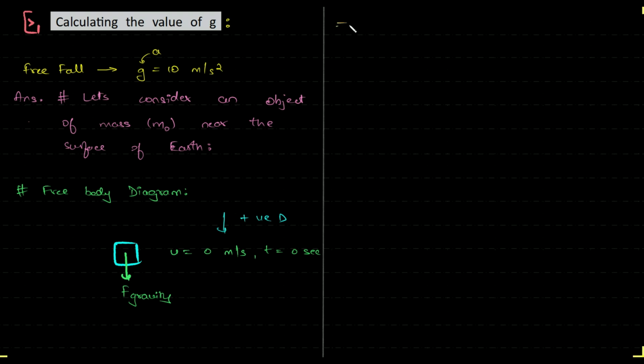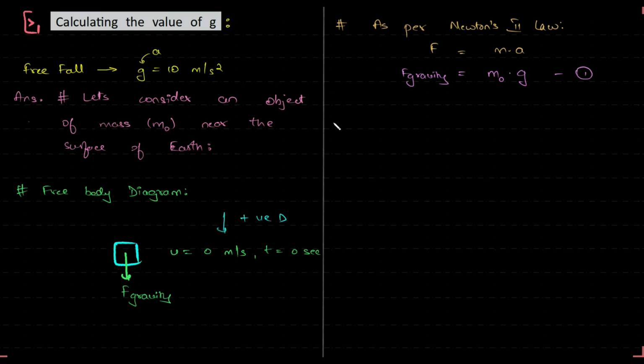Next thing, we have to recall two things. As per Newton's second law, what does the second law tell? The force that is exerted by this gravity should be equal to the mass times acceleration, in general, force is equal to mass into acceleration. Here the force is F gravity. So for this particular case, F gravity is equal to m0, the mass of the object, times g, the acceleration due to gravity. This would be your equation 1.